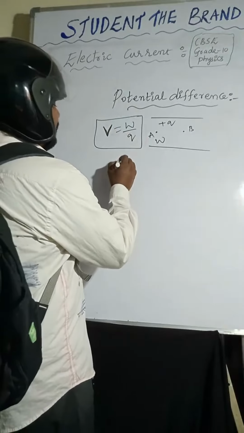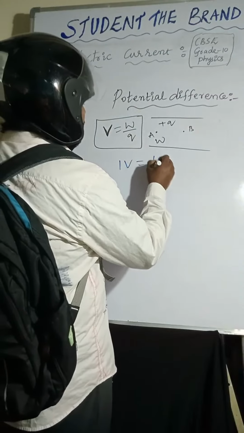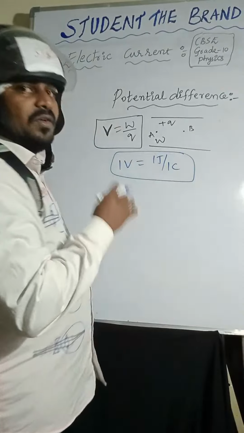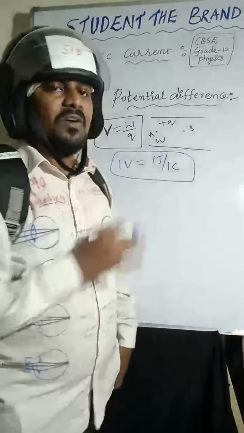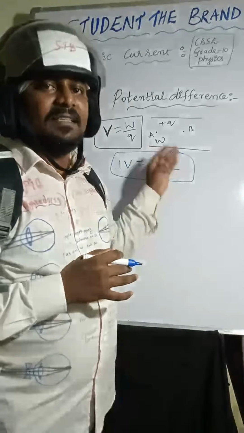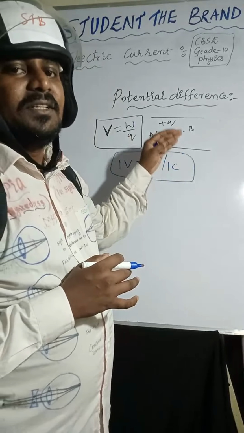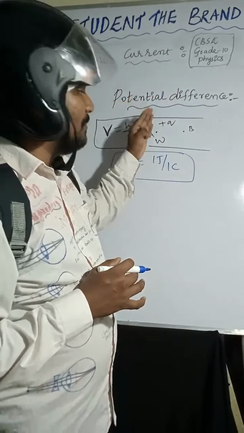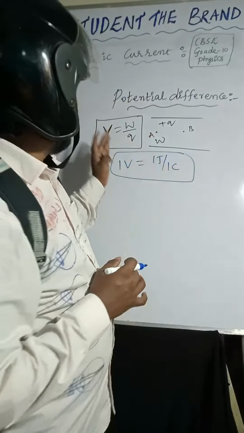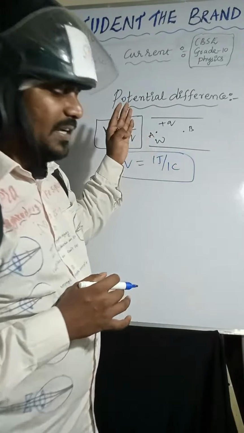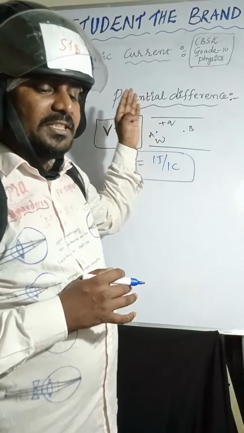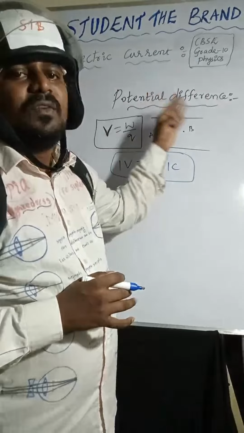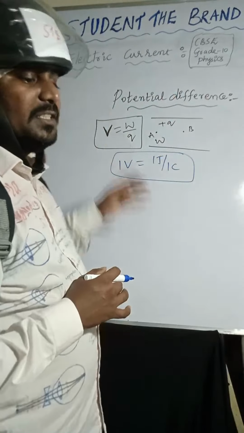Now 1 volt equal to 1 joule by 1 coulomb. 1 volt is defined as 1 joule of work done to bring 1 coulomb of charge from one point to another point within the conductor, and that is called potential difference.